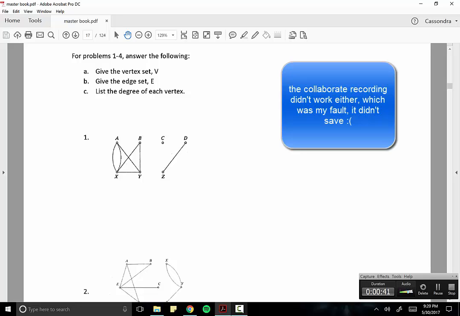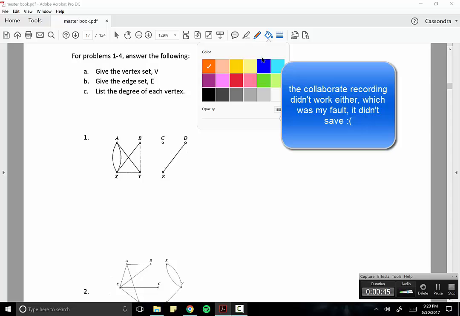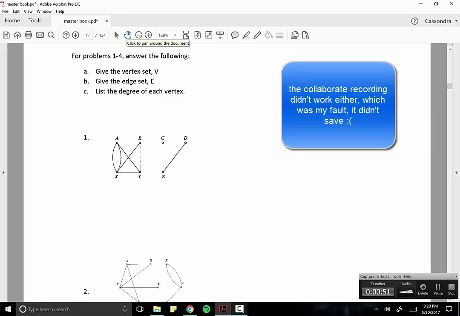So the first thing that we're going to look at, I'm going to change my color. I'm going to use black for this pencil tool, and we're going to go back to the hand. In this problem, for problems 1 through 4, we want to give the vertex set, the edge set, and list the degrees of each vertex. So the vertex set here is V equals {A, B, C, D, X, Y, Z}.